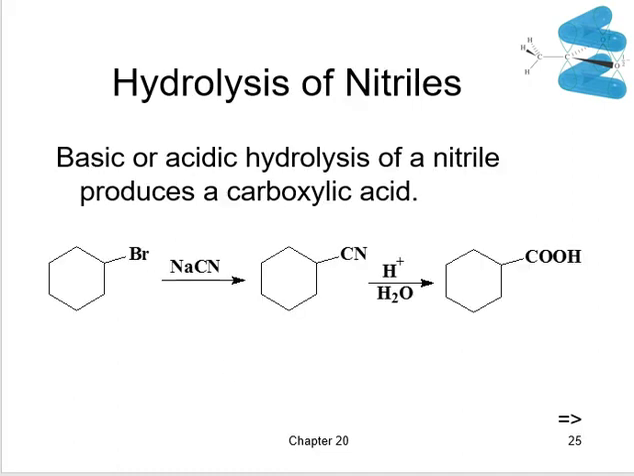This is another method, hydrolysis of nitriles. Basic or acidic hydrolysis of a nitrile produces a carboxylic acid, with which we have converted bromocyclohexane to cyclohexanecarboxylic acid.